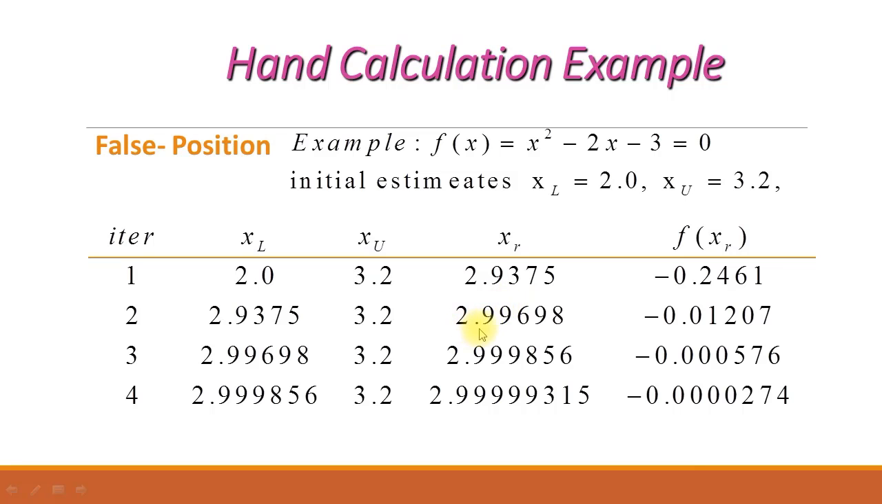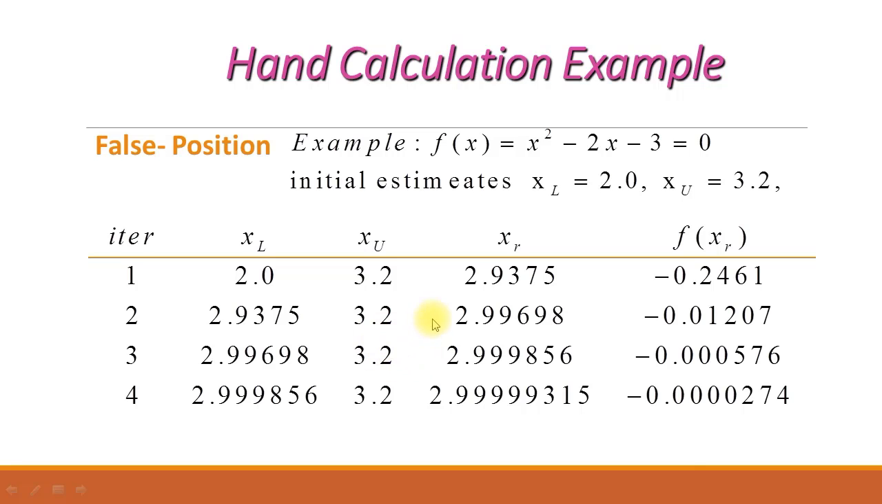and using the false position method you will get the other root, which will be the fourth root, 2.99698. Now putting this root into the given equation you will get minus 0.01207. Now from here it is clear that the function has a negative sign at this fourth root and a positive sign at xu, which is 3.2. So using these two values, replace xl by this root and xu will be as it is.